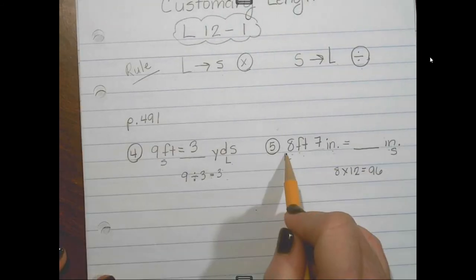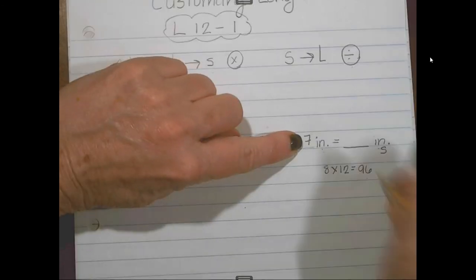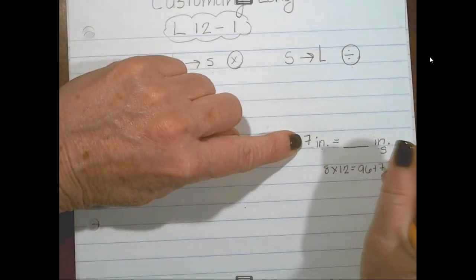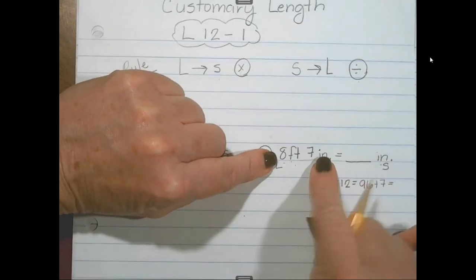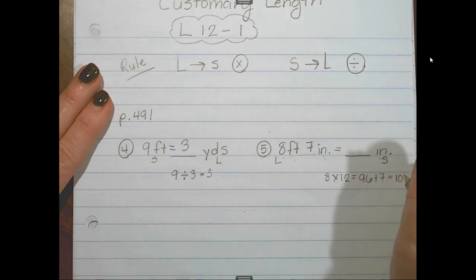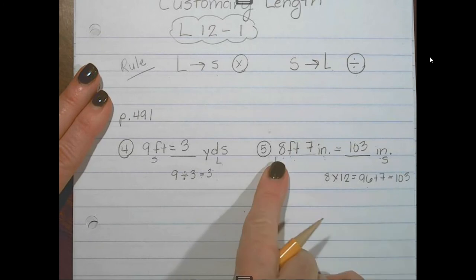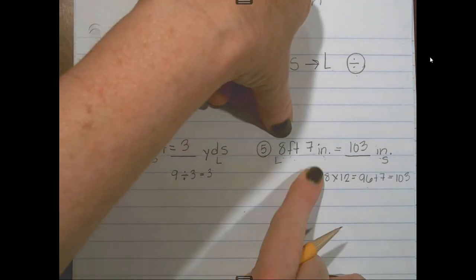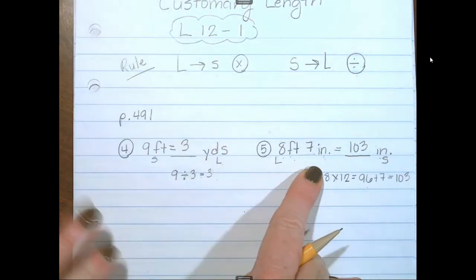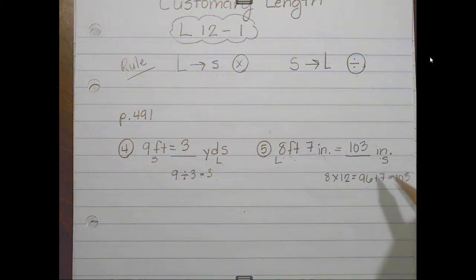So the 8 feet is equivalent to 96 inches, but don't forget, we have 7 inches still that are part of the conversion, and 96 plus 7 gives us 103. So we have 103 inches. So the 8 feet would be the 96 inches, and then we still have 7 more. So here's how we would work a problem similar to this.